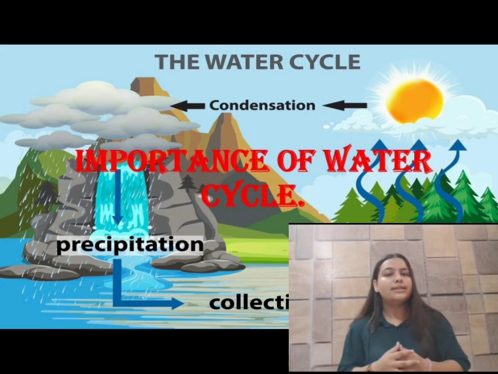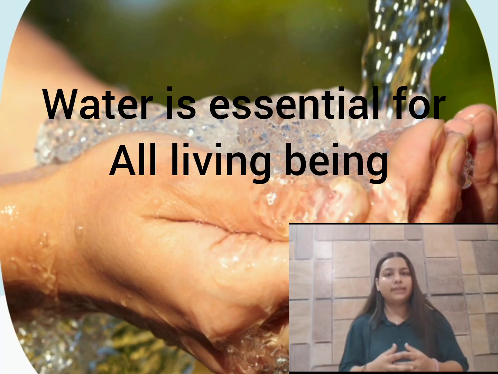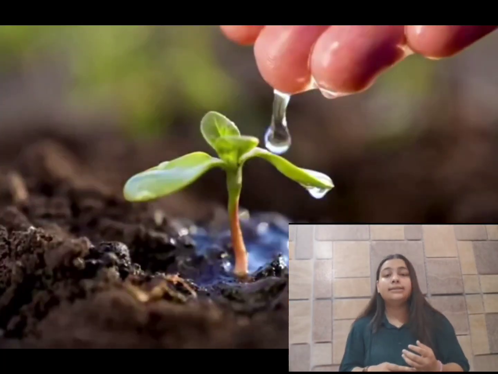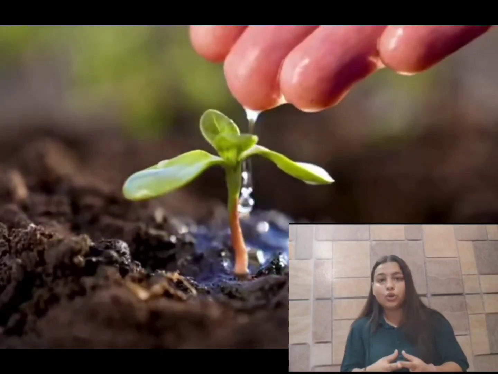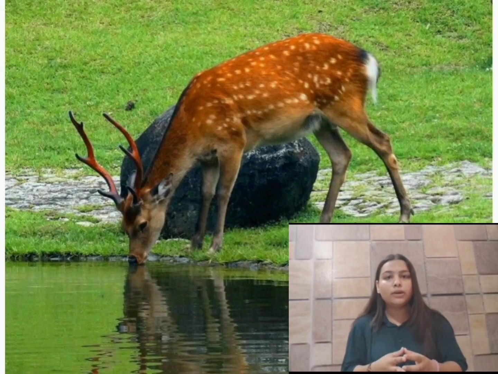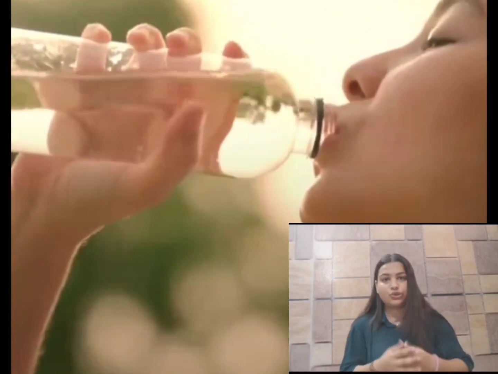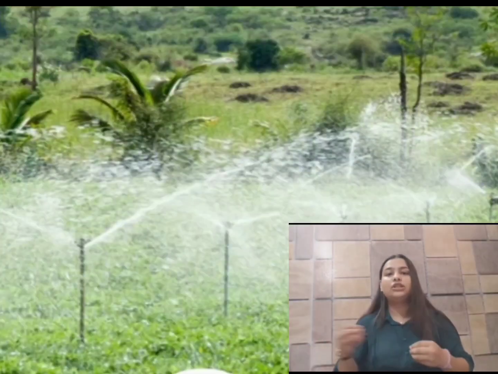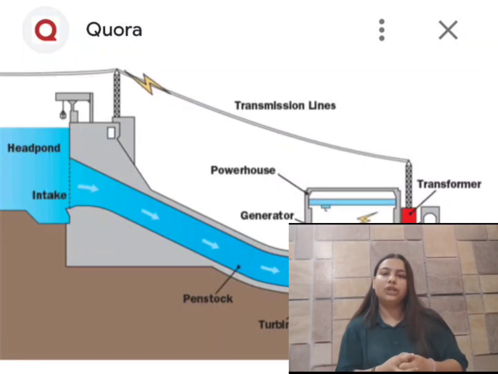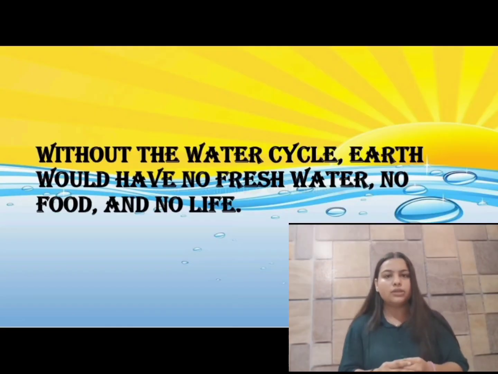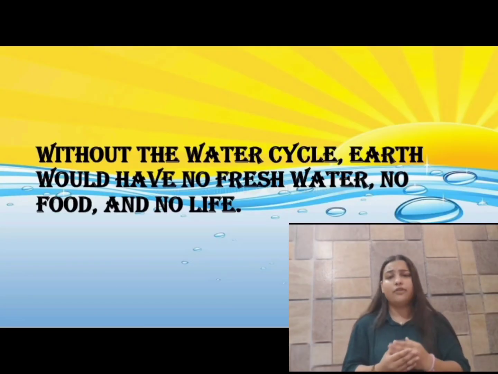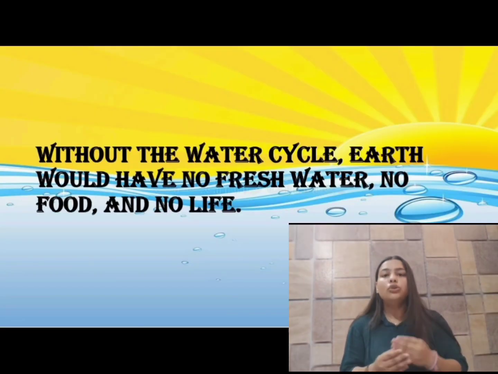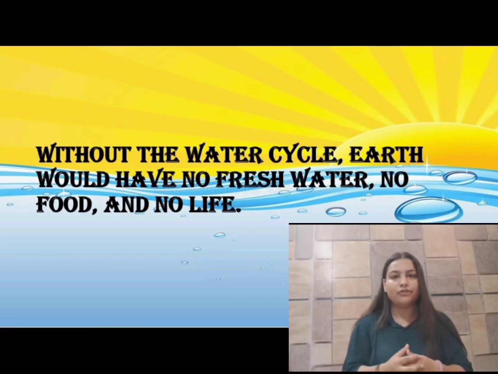Now, why is the water cycle important? Because water is essential for all living things: for plants, because they need water to grow, for animals and humans, because they need water to drink and survive. Water supports farming, electricity generation and daily life. Without the water cycle, earth would have no fresh water, no food and no life.